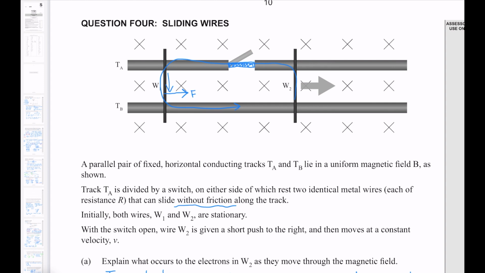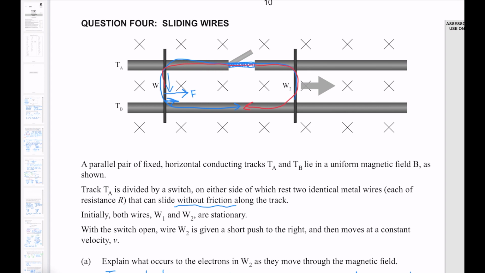But now, because it is moving in a magnetic field, if we once again apply our right-hand rule, we have our charges which are moving towards the right, so point our thumb towards the right, point our fingers into the page, and we see that W1 is going to produce a current in this direction, in opposition to W2. So what's going to happen?